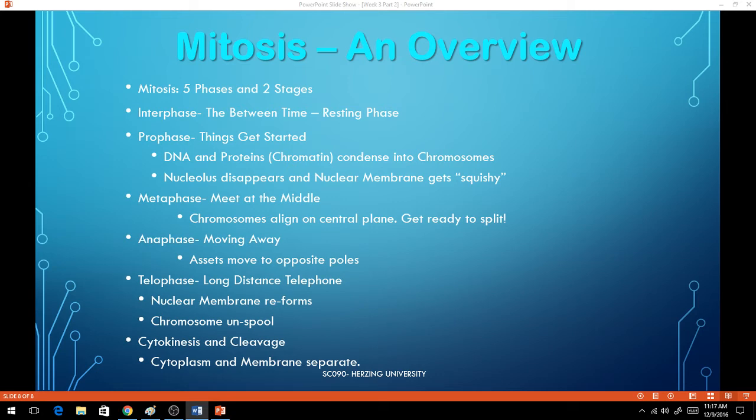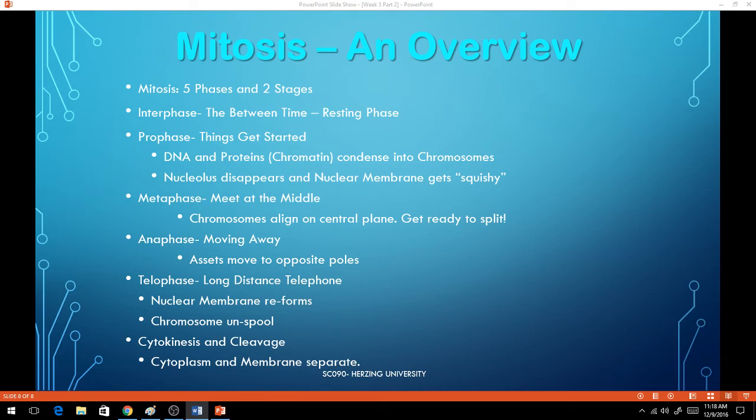Mitosis, an overview. The short version, because again, there's entire classes taught on this, of this process is still kind of lengthy. So the short version, still lengthy, but we're going to try to keep it manageable. We'll try to keep it bite-sized. Mitosis is divided into 5 phases, each ending with something phase. And then there's 2 stages. Stick with me as we'll take the 4-minute tour trip through mitosis.